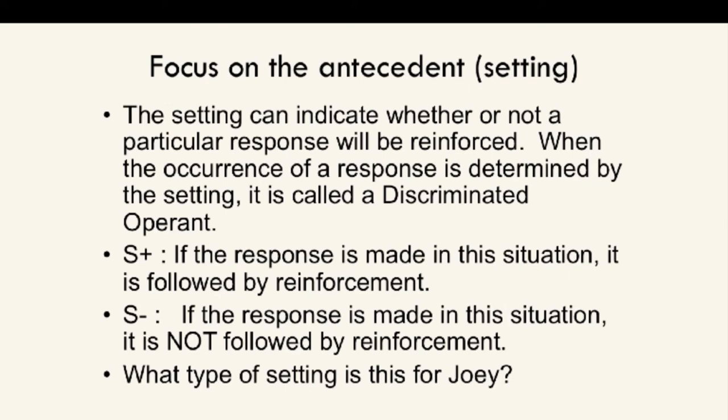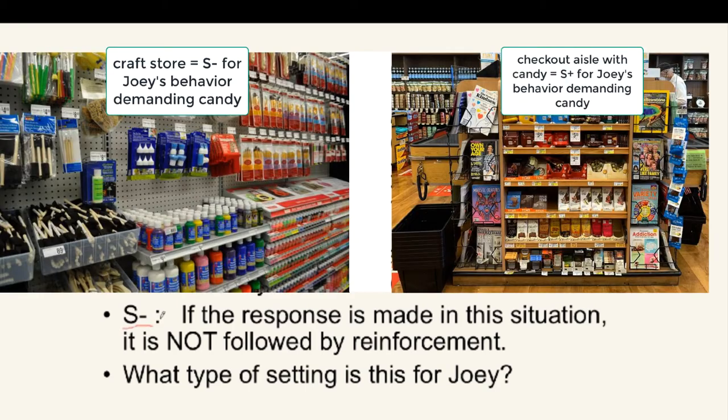So what type of setting is this for Joey? It's an S plus, right? So we can see that, okay, for Joey, the checkout aisle with all that candy there is definitely an S plus. What might be an S minus for him? Maybe a different kind of store that doesn't sell candy, could be the entry to the store as opposed to the checkout.